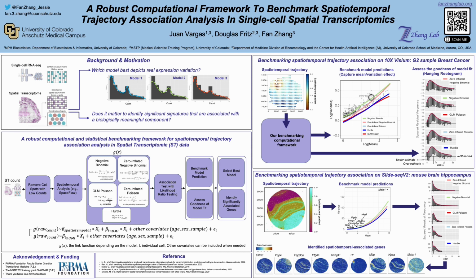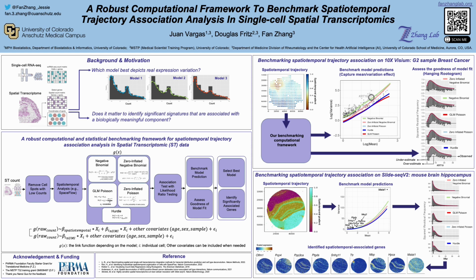Given a spatial temporal gradient defined by the SpaceFlow algorithm, we quantify and benchmark 5 different statistical models, which include negative binomial distribution, zero-inflated negative binomial distribution, GLM Poisson, zero-inflated Poisson, and hurdle. All these models could be used to model count data, but which one works best for ST data?